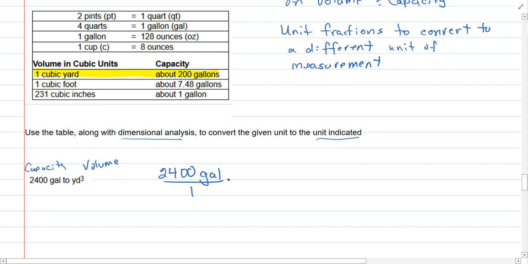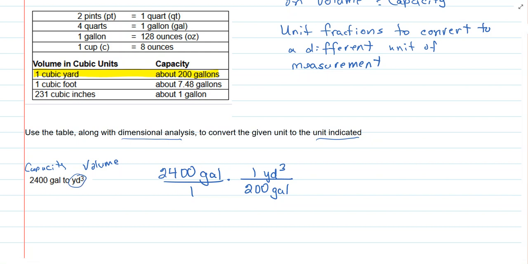So I notice that this entry right here is something we could use. So we're going to multiply, and we need gallons in the denominator, so it's 200 gallons equals 1 yard cubed. All right, which is what we want. So doing that, I can see that gallons cancel, and I end up with yards cubed in my numerator, which is exactly what I need.